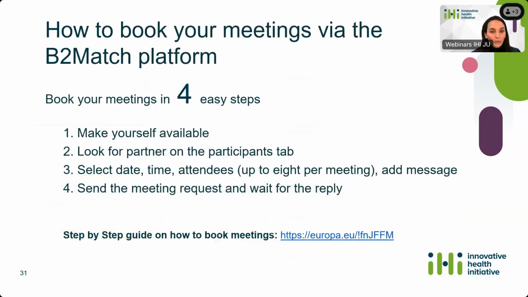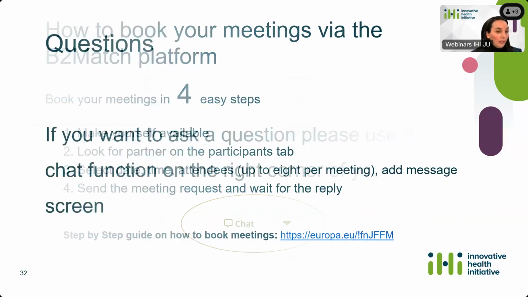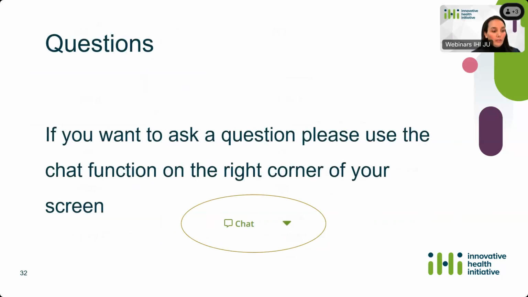Also, it's good to have a reminder on how to book your meetings via the B2Match platform. There are four easy steps. First, you need to make yourself available. Look for partners on the participant tab as a second step. Then when you find potential partners, select a date, a time, and the attendees. You can be up to 8 per meeting, and you can send them messages and then send the meeting request and wait for their reply. So we really encourage you to use the platform as it's the only spot to be able to meet partners and build the consortia. I don't know if we have any other new questions in.